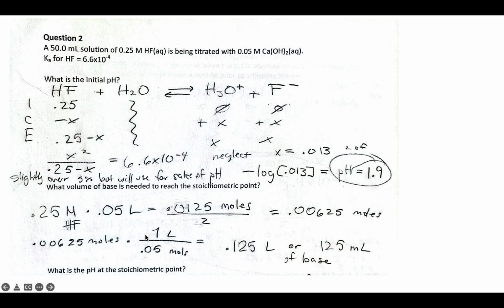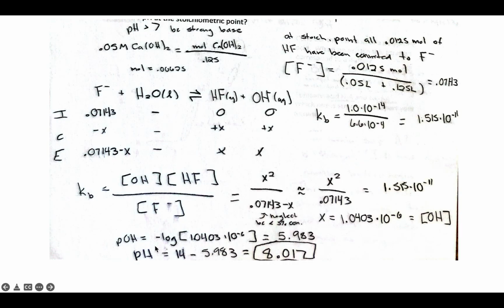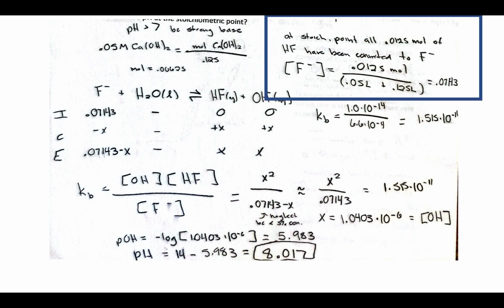This is accounting for a factor of 2 to 1 when we're looking at the aspect that I have 2 moles of HF for every 1 mole of calcium hydroxide. pH at the stoichiometric point, there's a lot of features to this one. Here's some shown work. So the first step would be to recognize that all of the HF has been converted over to the fluoride ion.